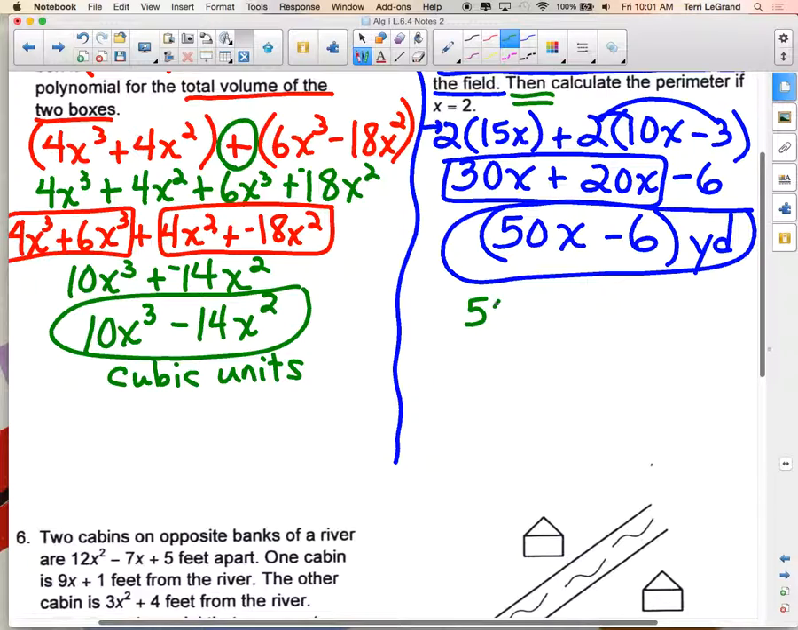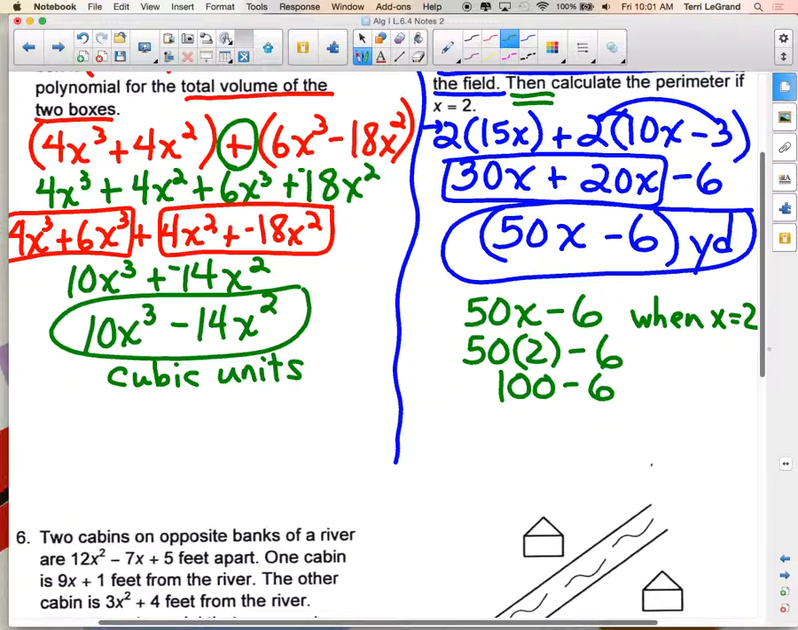So we have 50x minus 6 when x equals 2. 50 times 2 is 100, minus 6, 94, which is 94 yards.